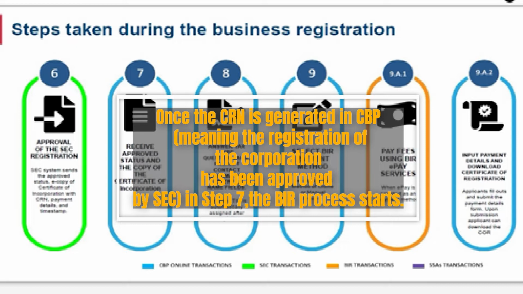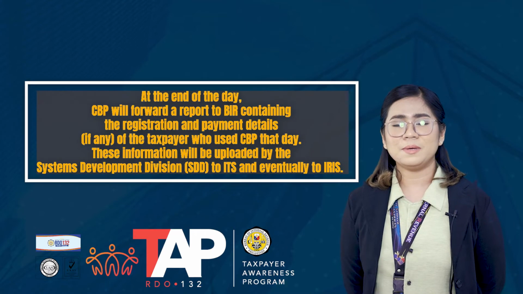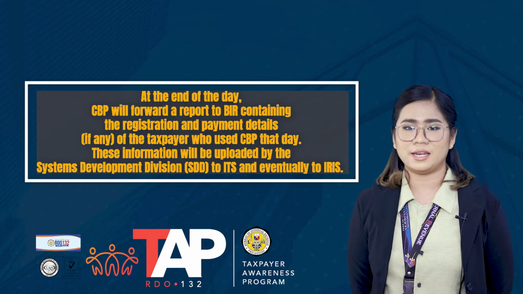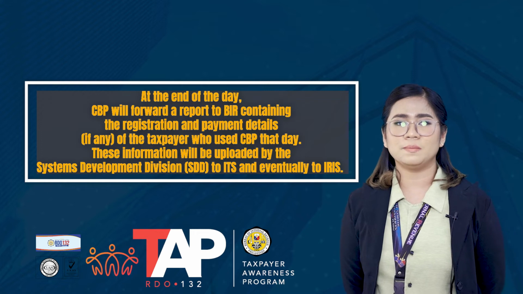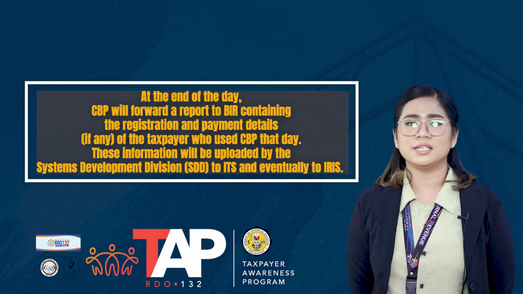Once the CRN is generated in CBP, meaning the registration of the corporation has been approved by SEC, in step 7, the BIR process starts. Step 8, answer the tax type questionnaire, fill out all the necessary fields. Step 9, select payment method, either manual or electronic. At the end of the day, CBP will forward a report to BIR containing the registration and payment details, if any, of the taxpayer who used CBP that day. This information will be uploaded by the Systems Development Division to ITS and eventually to IRIS.